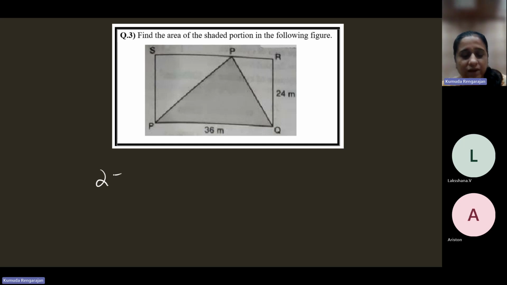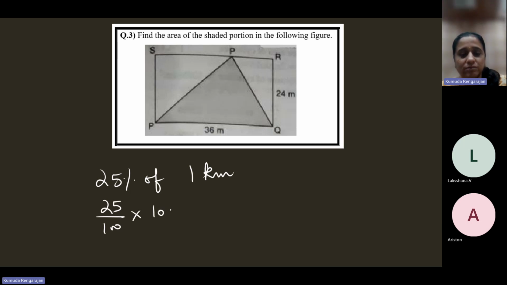So in the same way, find 25% of 1 kilometer. You'll say 25% is 25 by 100. Half is into, you'll not take 1 here. You'll take 1000 meters, because you can cancel the 2 zeros, and the answer you get is 250 meters, which is easy to understand. Okay, 250 meters.